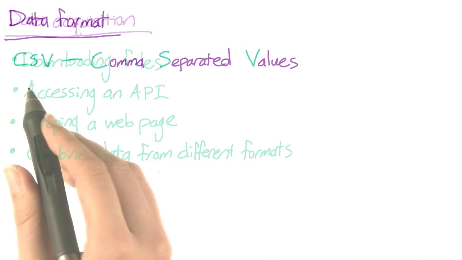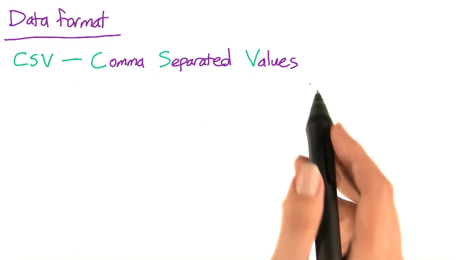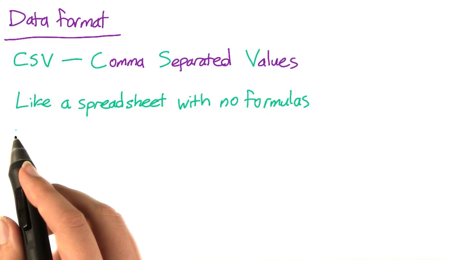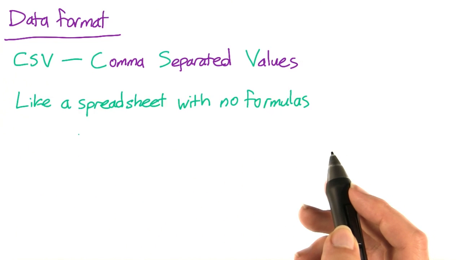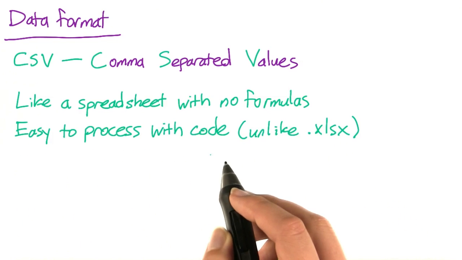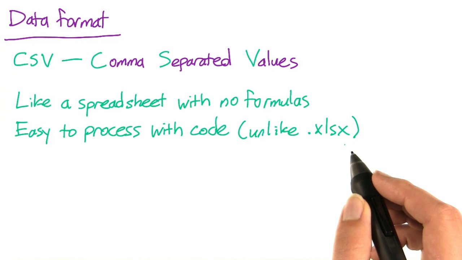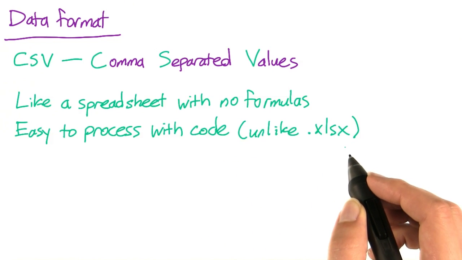Your files are in a format called CSV, which stands for comma-separated values. A CSV file is similar to a spreadsheet with no formulas. The CSV format is also very easy to process using code, unlike, for example, an XLSX file, which is the format used by Microsoft Excel.